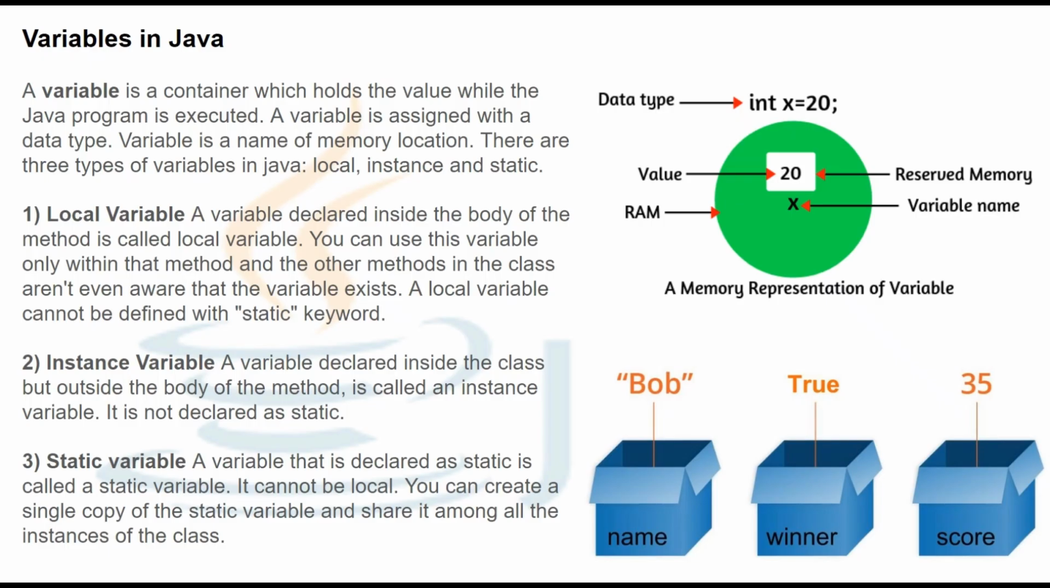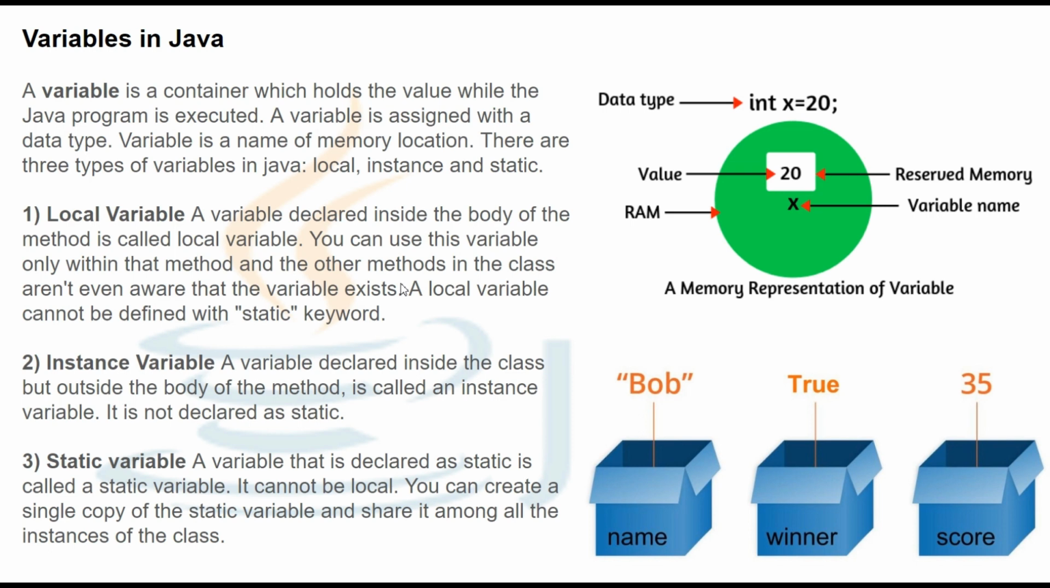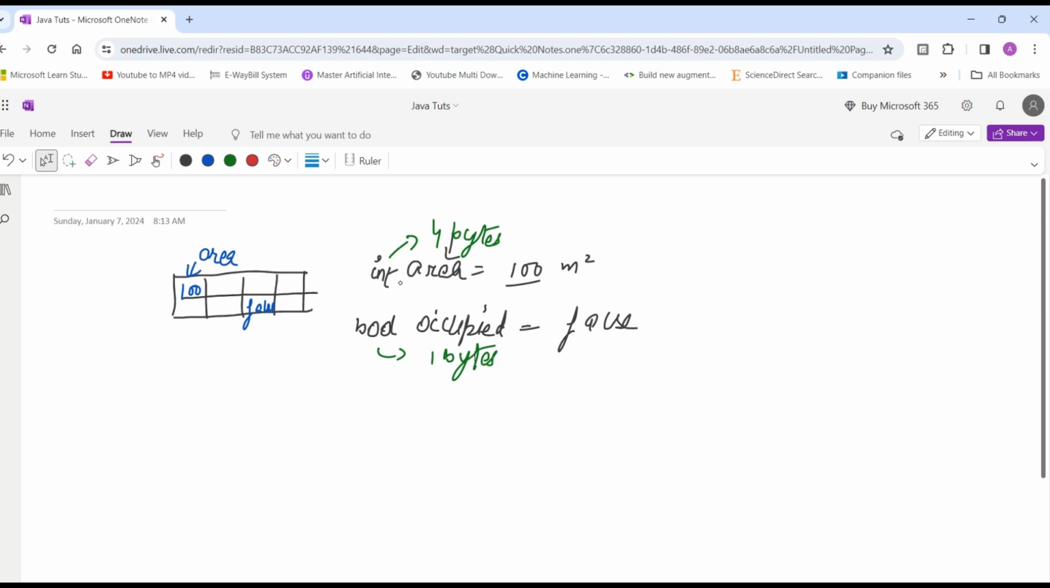Okay, so there are three types of variable. There is a local variable, which is declared inside the function, and it cannot be declared static. Static means, like we have already talked about, we don't have to create an object of the class to access it. So a local variable is something that is created inside the function, and it cannot be accessed outside of the function. Let's say we do have a function, area. It is public, it is going to return an integer value, and the function name is area itself.